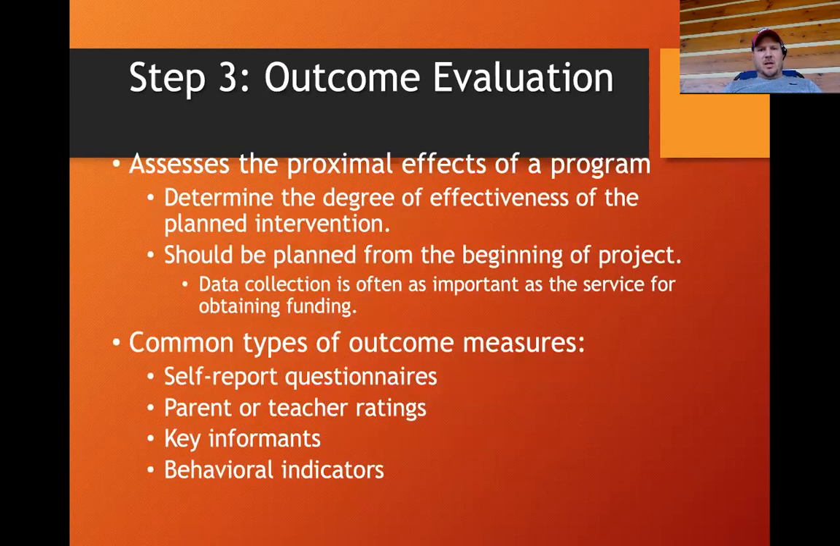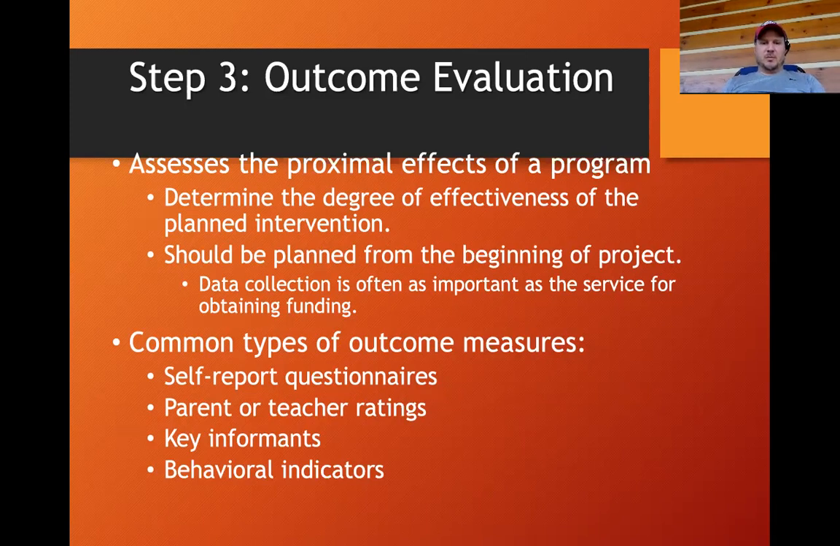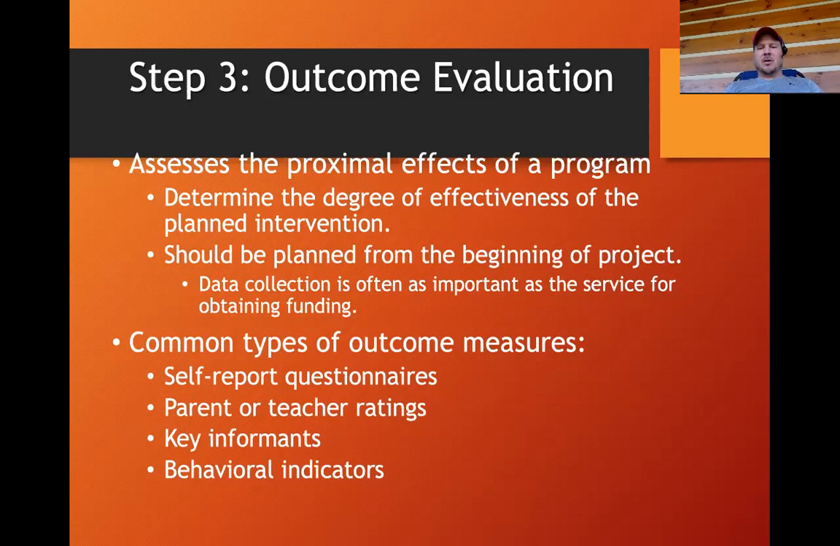Outcome evaluation assesses the proximal effects of the program. So we use outcome evaluations to determine how effective a program was. Again, these should be planned at the beginning of the project, not added on later if you can at all help it. This didn't used to be the case. I think more and more it is the case because now funding agencies want to see that plan before they give you money. An outcome is meant to answer the question, did it work?